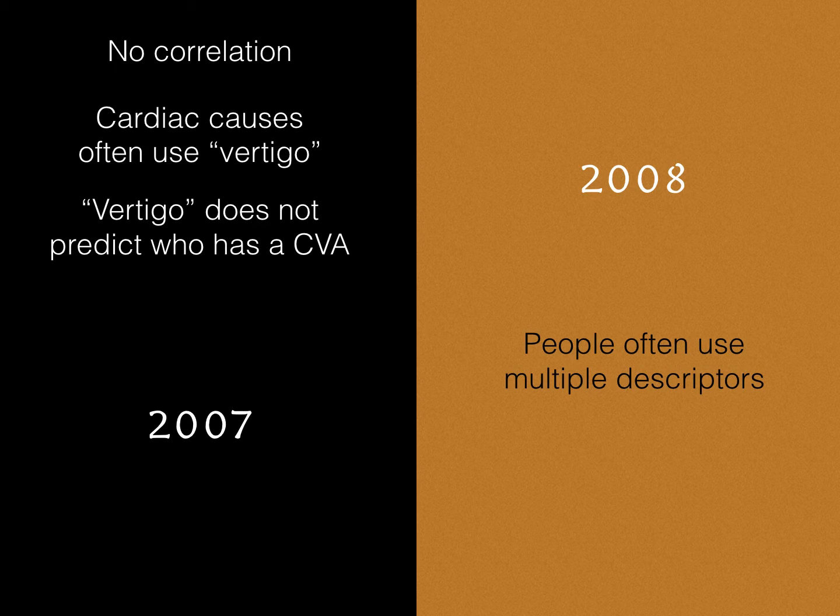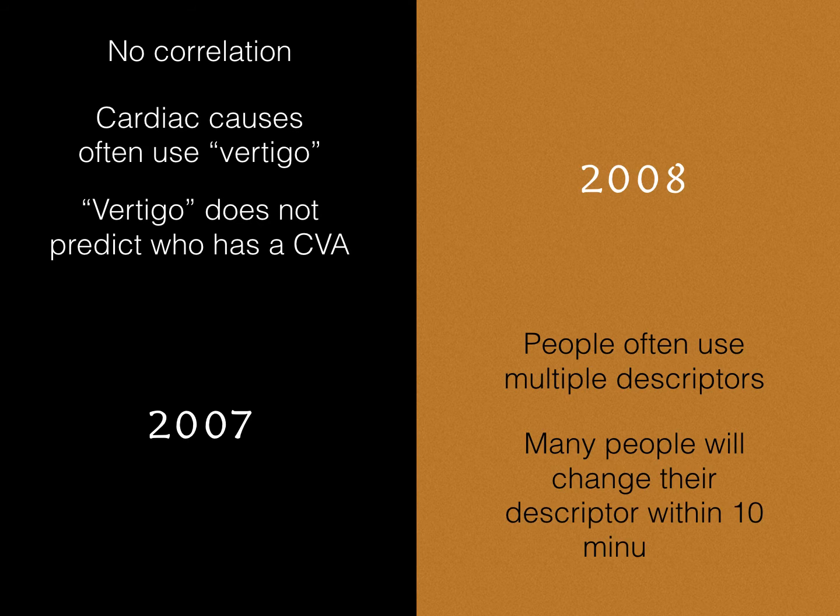The study in 2008 found that people often use multiple descriptors. In this study, they allowed people to pick more than one descriptor. They found that people tend to use multiples. And furthermore, they asked the patients the same question a second time and found that most, at 50% in this study, changed their descriptor within 10 minutes. And usually they changed the combination of them.